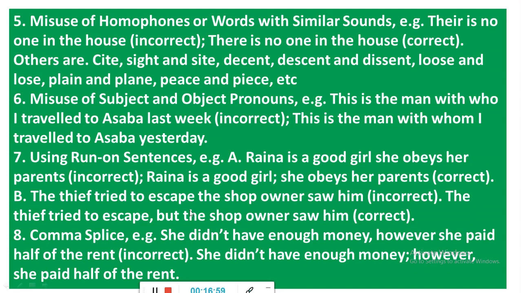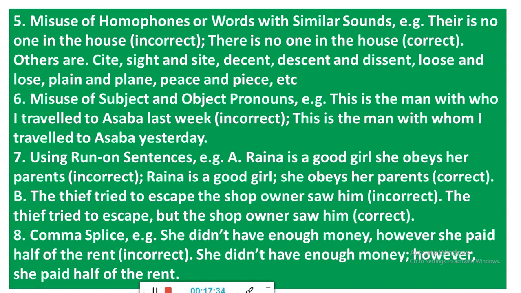All right. Then the second one: the thief tried to escape the shop owner. The thief tried to escape. The shop owner saw him. Here we see what should be two different sentences, or two different main clauses, joined together without any punctuation and without any conjunction. This is what is called a run-on sentence, and it is a grammatical error.